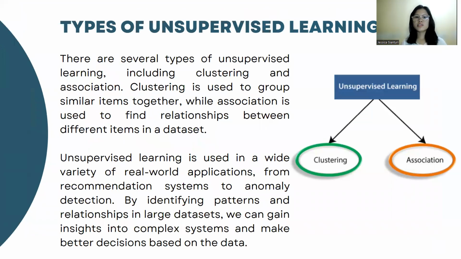Okay, next is types of unsupervised learning. There are several types of unsupervised learning, including clustering and association. Clustering is used to group similar items together, while association is used to find relationships between different items in a dataset.